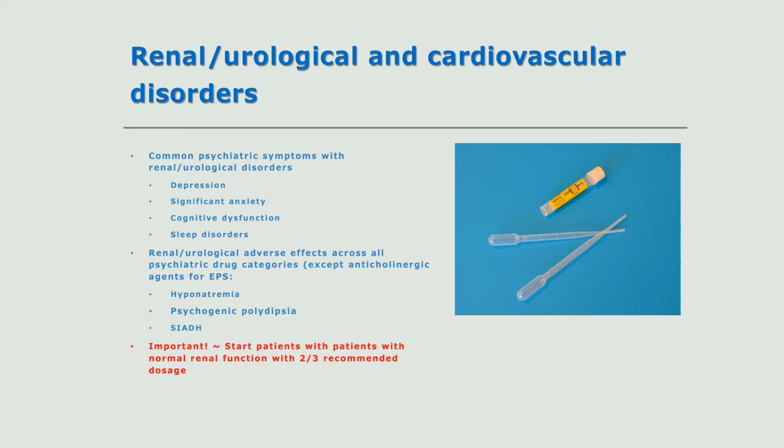Unless specific information is available for dosing of psychotropic drugs in renal failure, clinicians should start patients with two-thirds the dose recommended for patients with normal renal functions.